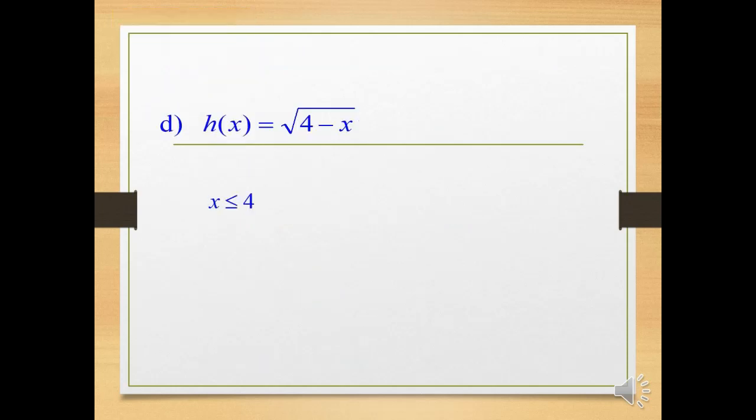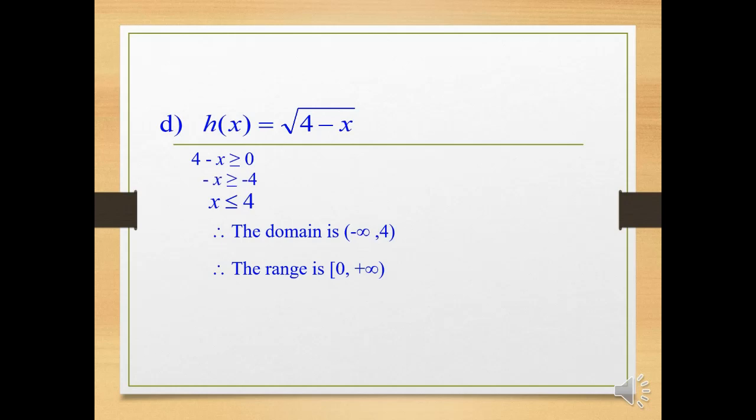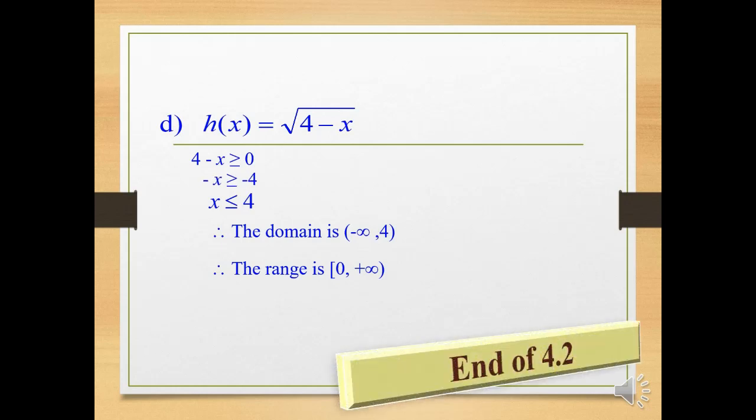For the function h(x) equals square root of 4 minus x, we get the domain is negative infinity to 4. By taking 4 minus x more than or equal to 0, we get x less than or equal to 4. And the range is from the starting point, which is 0, to positive infinity. End of 4.2.